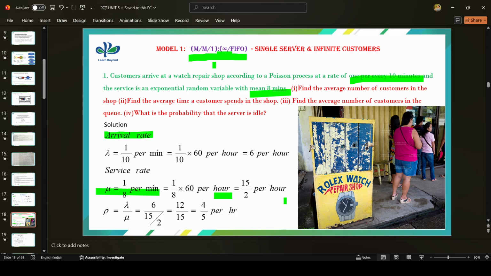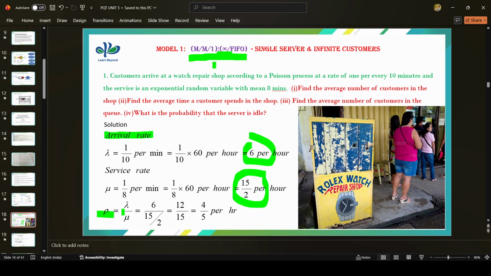So now we have the lambda value and the mu value. This is the very basic thing to solve this problem. Next you have to calculate your rho. Rho is lambda by mu. Lambda is 6 and mu is 15 by 2, so you get rho equal to 4 by 5.